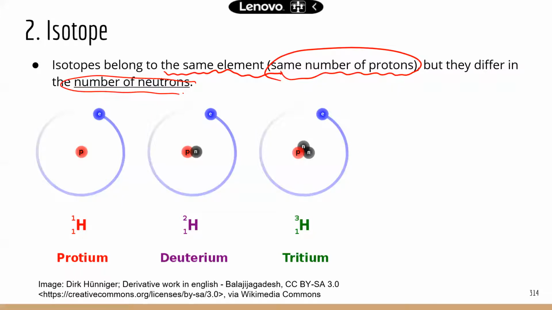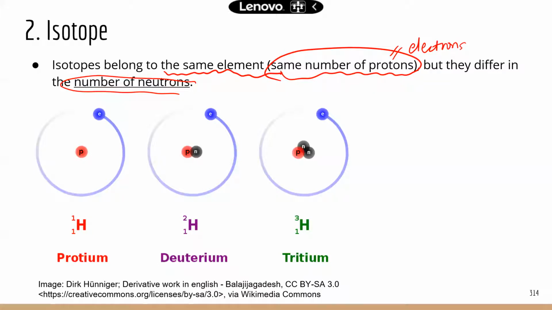Now, are they going to differ in the number of electrons? No, right? Because the number of electrons has to be the same as the number of protons, right? So if all the isotopes have the same number of protons, that implies that they're going to have the same number of electrons. So the only part that they can be different is the number of neutrons.